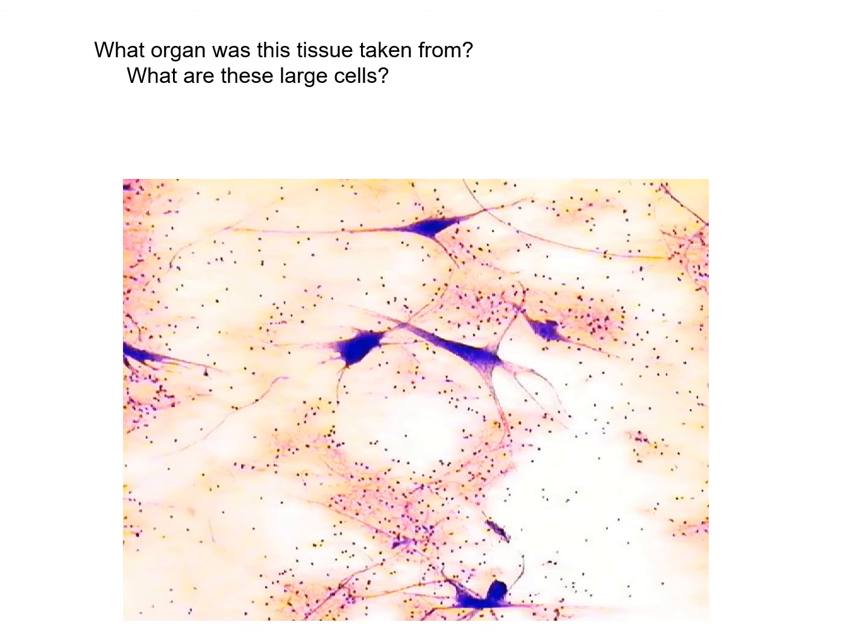This is nervous tissue. Correct. So the cells are neurons. But where could we have taken this from? The brain? Yeah, brain or spinal cord. Absolutely.